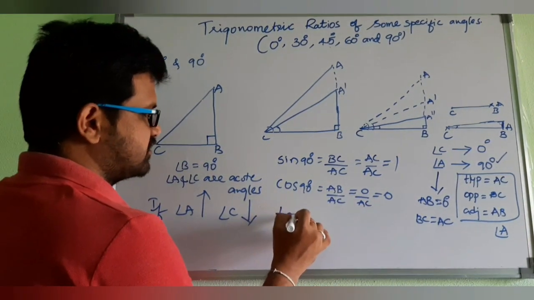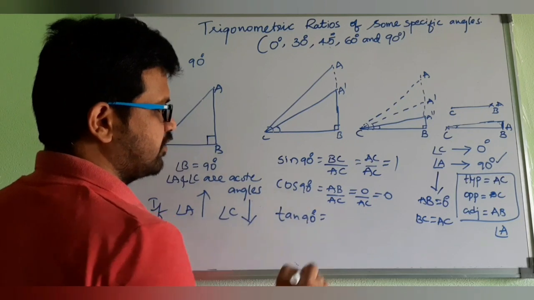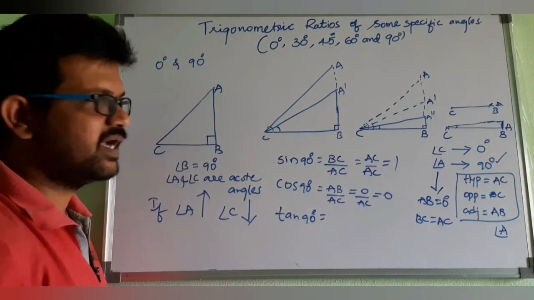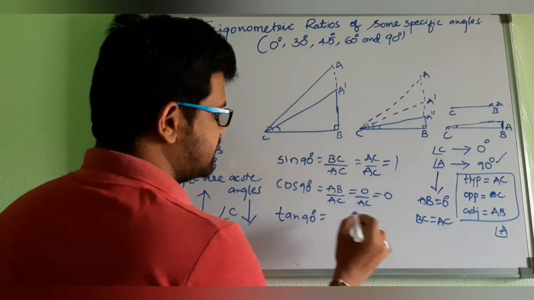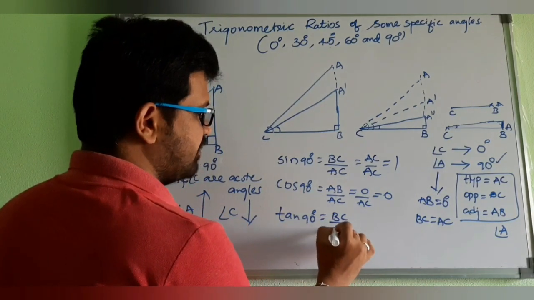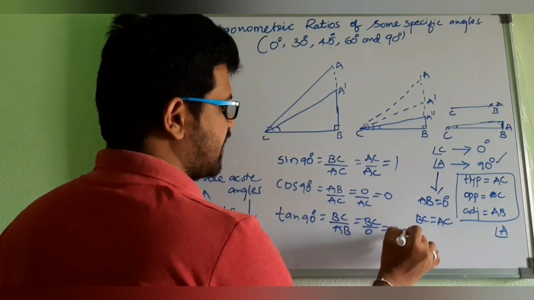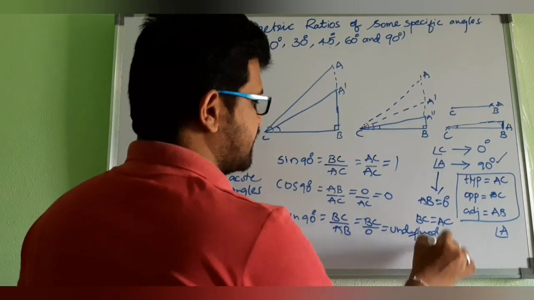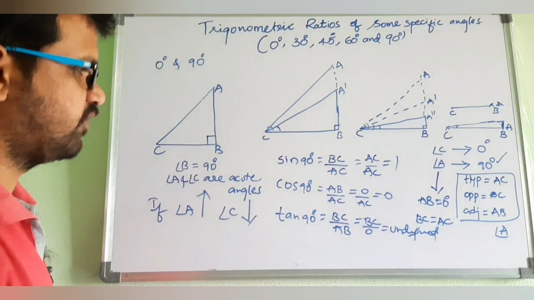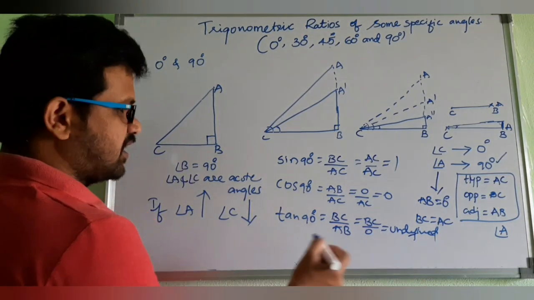And tan 90 degrees. What is the tan 90? Opposite by adjacent. What is opposite here? BC by AB. So BC by 0, that is undefined. Any number by 0 is undefined. So tan 90 degrees value is undefined.